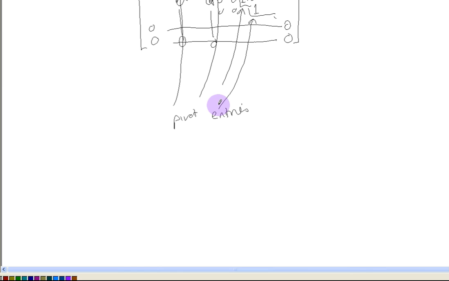Okay, so there's your notation. That's the form. Those are your pivot entries, and so on. All right.